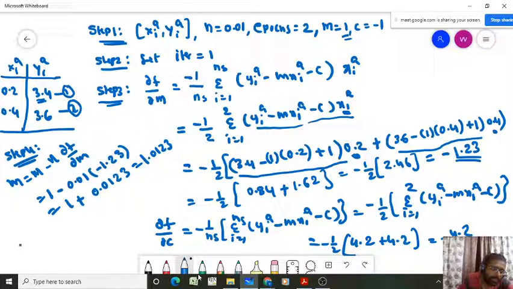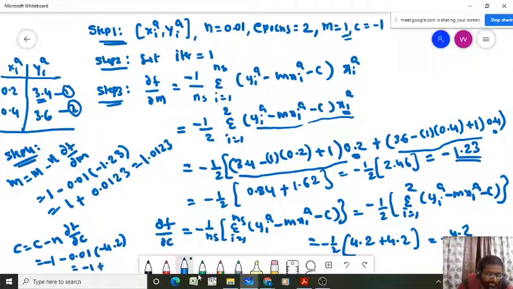And similarly, what is the value of c? So c equal to c minus eta into ∂f/∂c. What is the c value? Minus 1 minus eta 0.01 and ∂f/∂c value minus 4.2. So what will it be? Minus 1, minus into minus plus, 4.2 into 0.01, that's equal to 0.042. So maybe this value is 0.958, right? So c equal to minus 0.958. It's the new c value and this is the new m value.